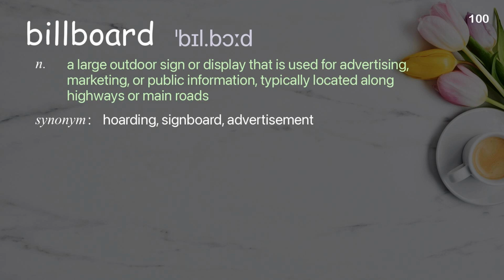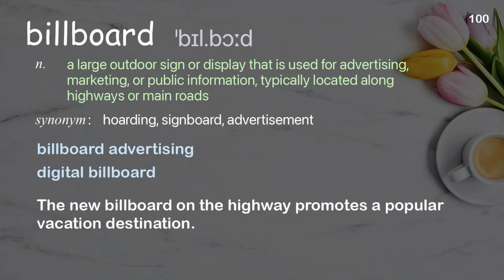Billboard. A large outdoor sign or display that is used for advertising, marketing, or public information, typically located along highways or main roads. Examples: billboard advertising, digital billboard. The new billboard on the highway promotes a popular vacation destination.